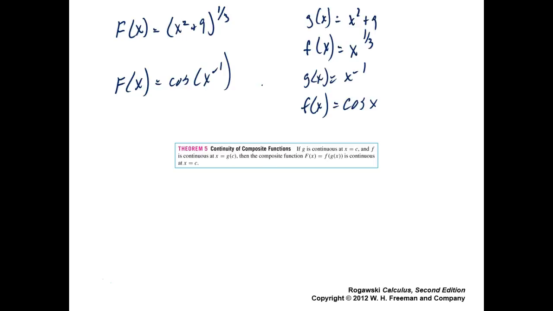Now, the question is, is g of x continuous? Remember, for the composite function to be continuous, g of x must be continuous, and f of x must be continuous. That's what it says here. Okay? Is g of x continuous? Where is it not continuous? Right, what does that mean?